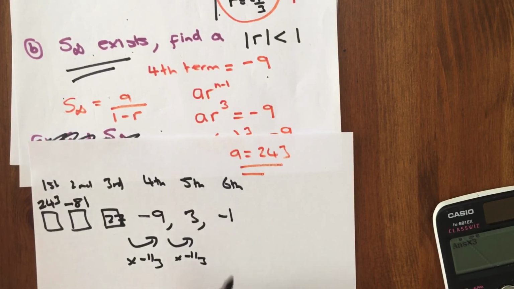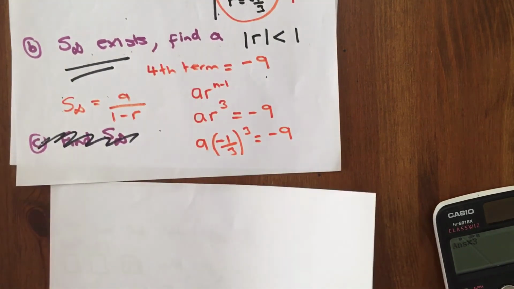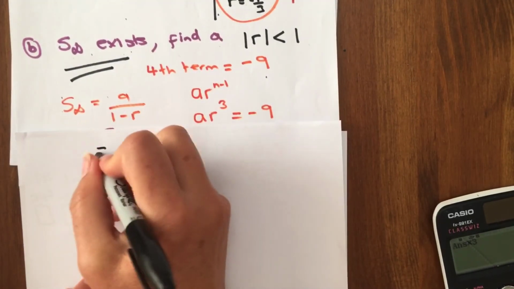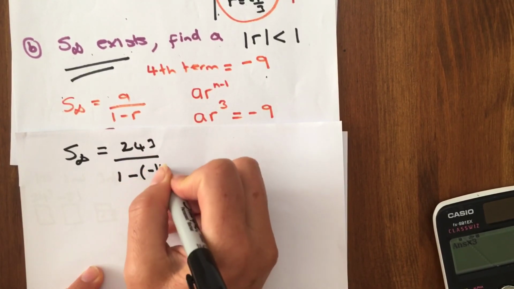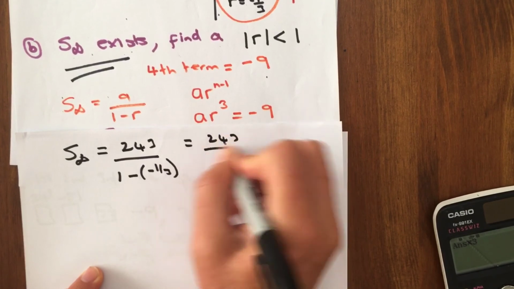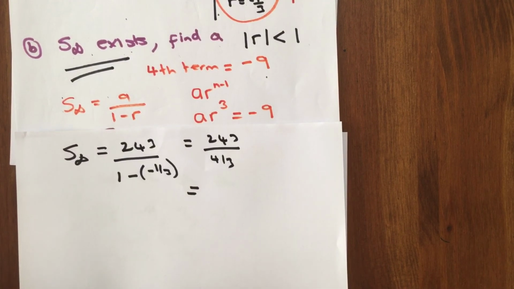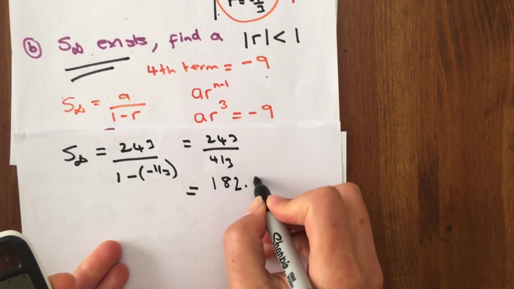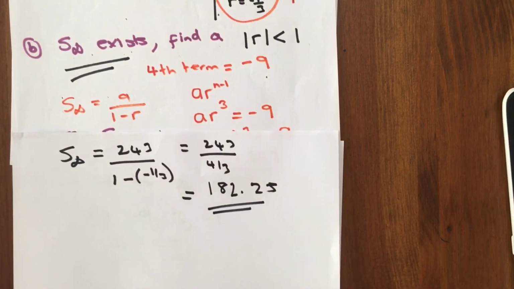Okay, now we can find the sum to infinity. The sum to infinity will just be, using this formula here, sum to infinity is A over 1 minus R. So 243 divided by 4/3. I'll just quickly do that on the calculator. 243 times 3 divided by 4 will equal 182.25.